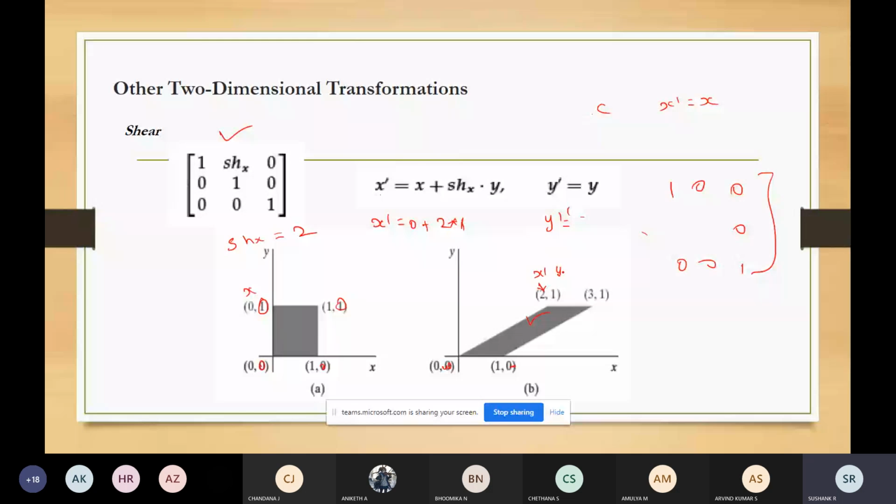Again for this also, x dash is equal to 1 plus 2 into the y value, which is 1. So 1 plus 2 into 1 will be 3. That's why you're getting 3. Again, y will remain the same. But for the other point, you're multiplying by y, which is 0, so it will be 0 only. That's why on the line y is equal to 0, the coordinates don't change. So this is regarding the shear transformation. This transformation is also important. Here the shape is getting distorted.